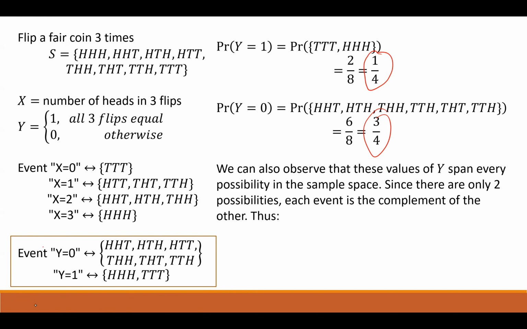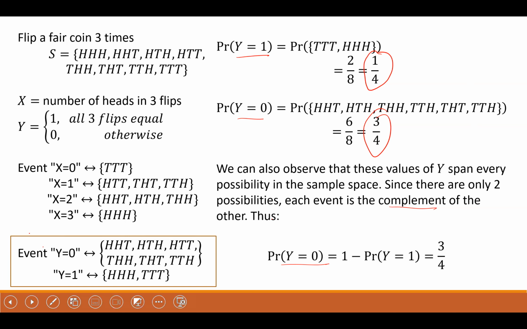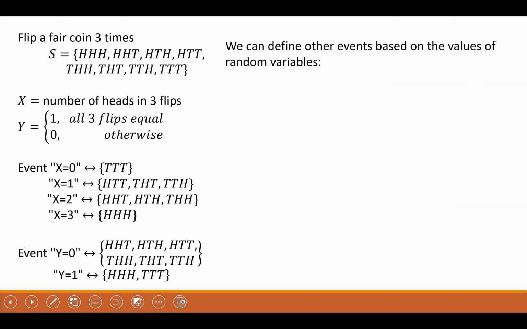In this case, since this random variable y only describes 2 events, we can use things like the complement rule, right? The event y equals 1 is the complement of the event y equals 0. So I could have computed the probability that y equals 0 directly using the probability that y equals 1 and the complement rule. Okay, questions so far?